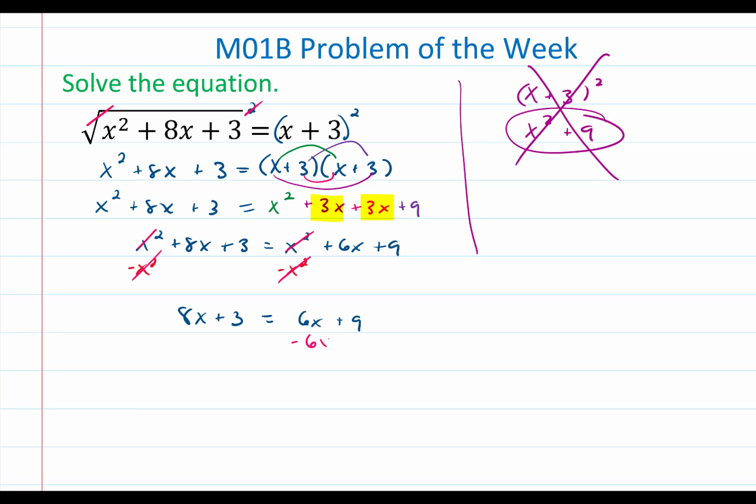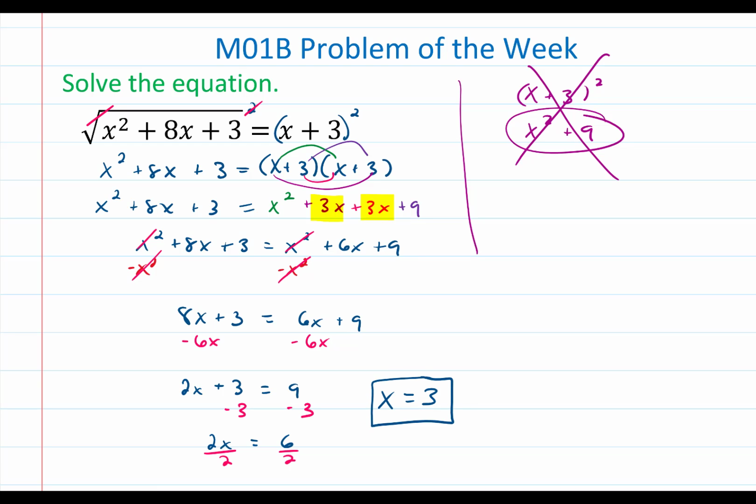So I'm going to subtract 6x, and so this will give us 2x plus 3 is equal to 9. Then I'm going to subtract 3 to both sides, and that gives us 2x is equal to 6. And then finally, I'm going to divide by 2 to both sides, and so this gives me a final answer of x is equal to 3.